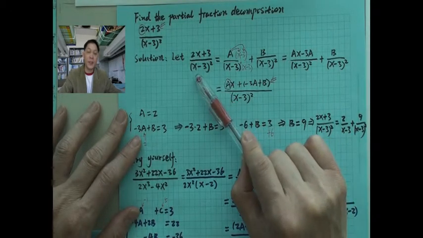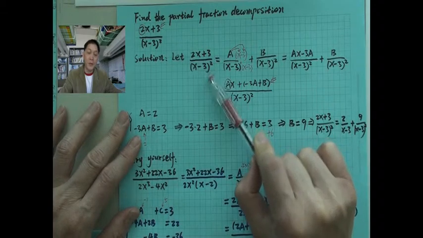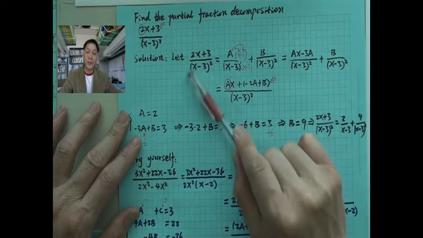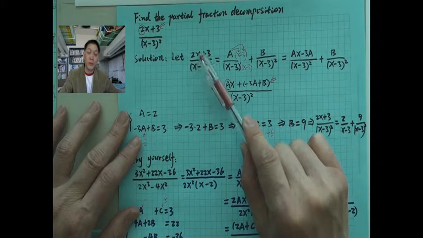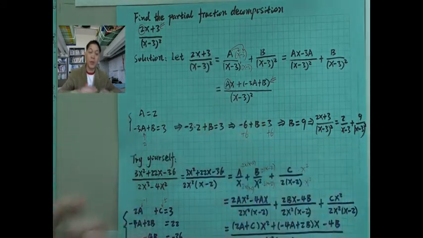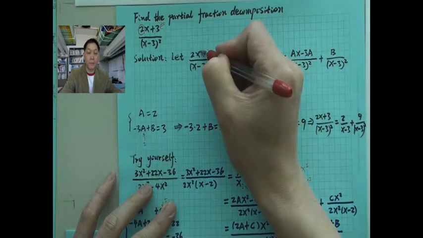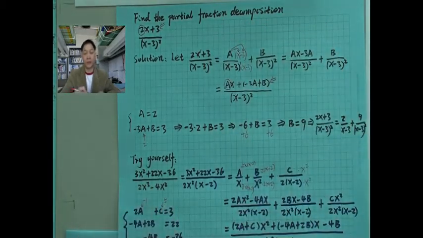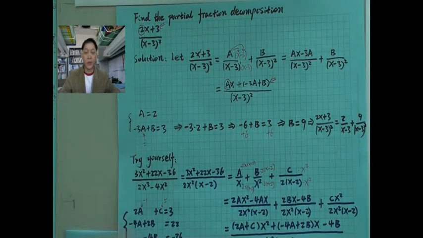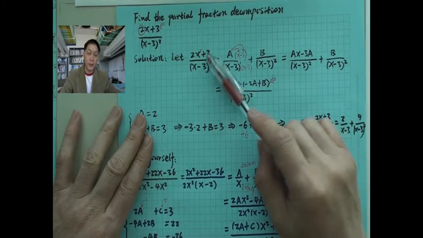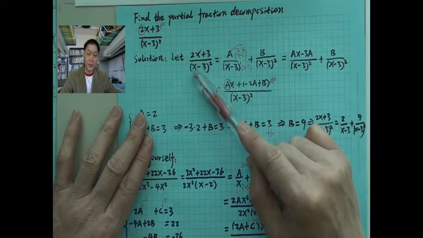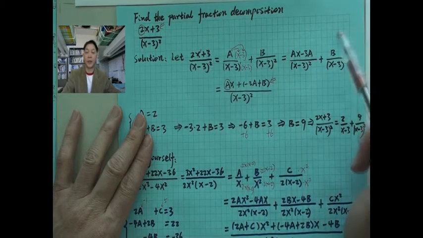If you expand this one by FOIL method, you have the degree of denominator is 2, which is greater than the degree of numerator. You know, here is 1. Okay. So you know the degree of numerator is less than the degree of denominator.